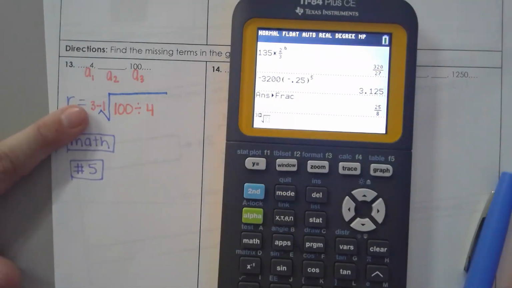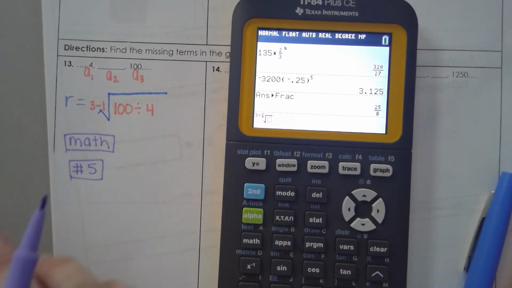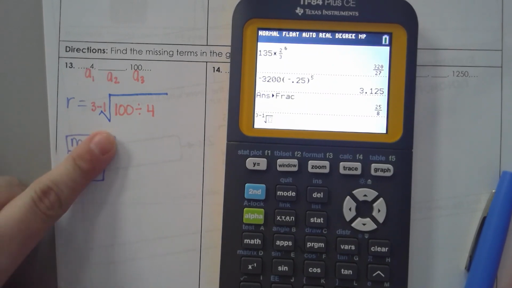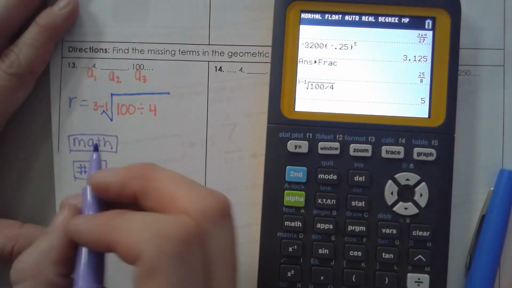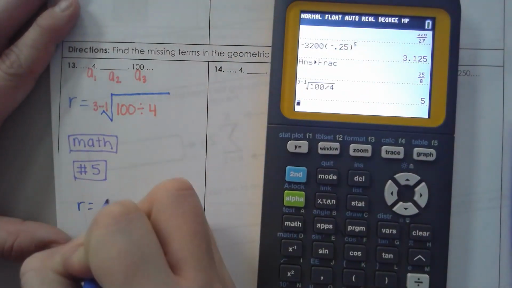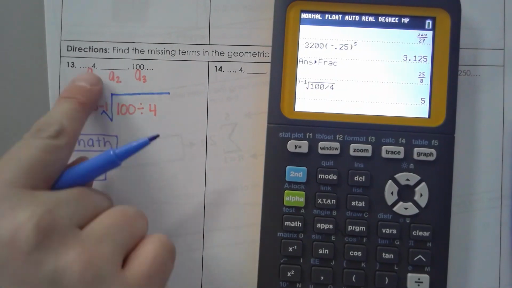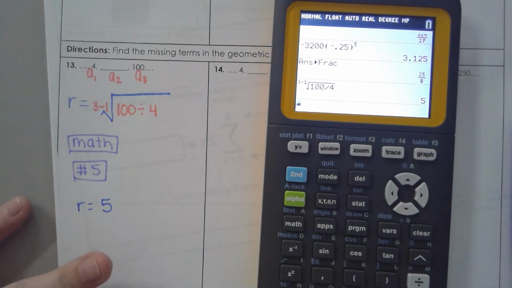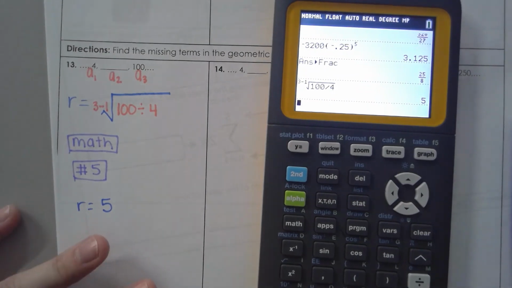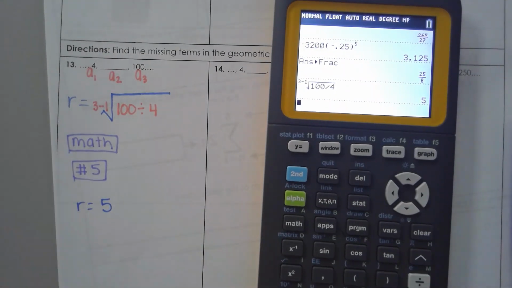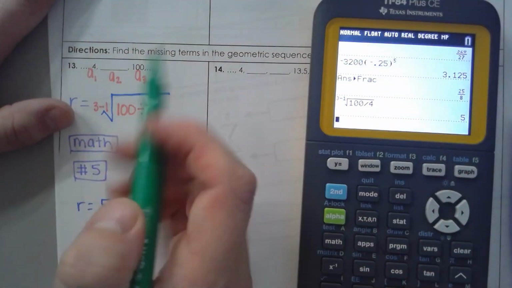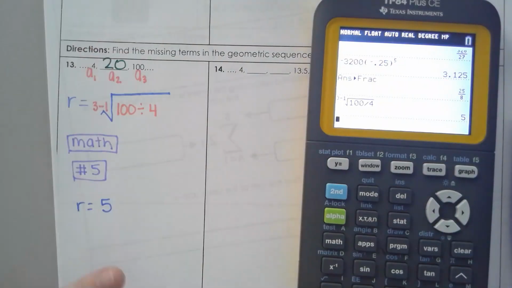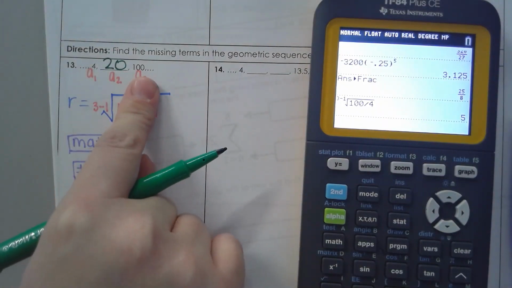So we're going to type in a 3 minus 1, or you could just go ahead and type in a 2 there, which is really a square root. And then under 100 divided by 4 tells me that my R is 5. So in this geometric sequence, I'm multiplying by 5. So going back to the sequence, I need to fill in the blank. What's 4 times 5? 20. Yep. And is 20 times 5 100? It is. Yep.